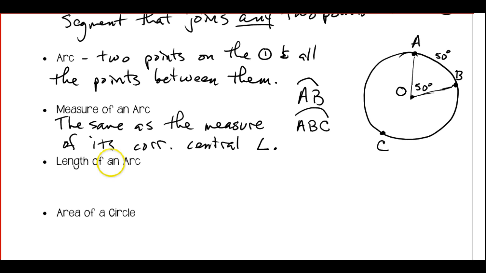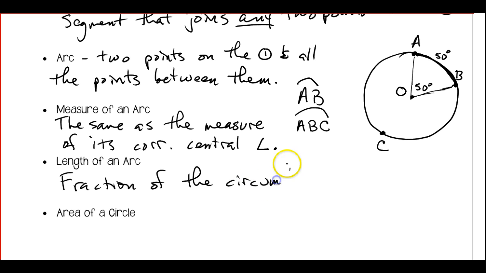Measure of an arc and length of an arc are two very similar concepts, but when we talk about the length of an arc, if I'm standing over here at A and I want to walk over to B, how far would that be? So the length of an arc is actually a fraction of the circumference. The length of arc AB would be 53/60ths, that's what fraction of the circle it is, times the circumference, which is pi times diameter, or 2 pi times radius. We'll look at that in a minute.